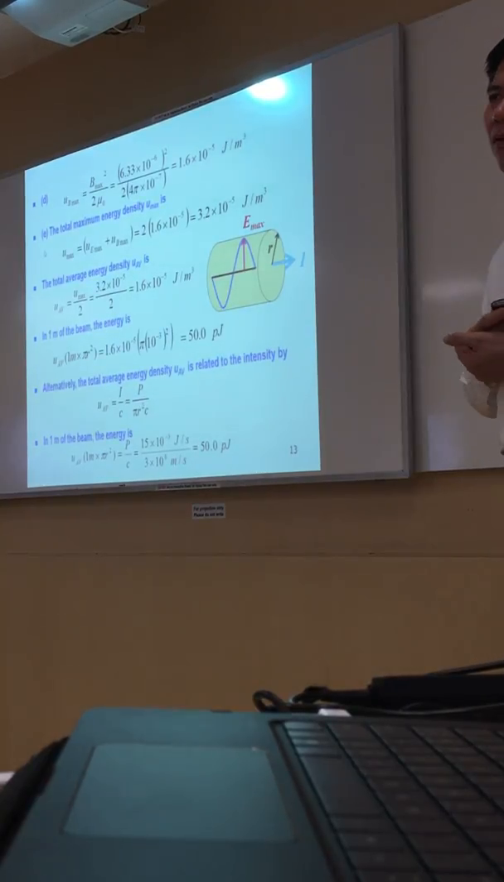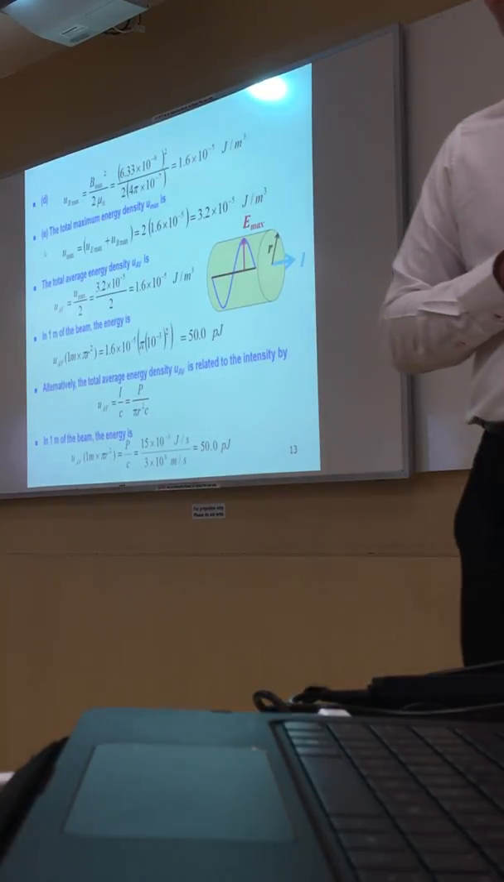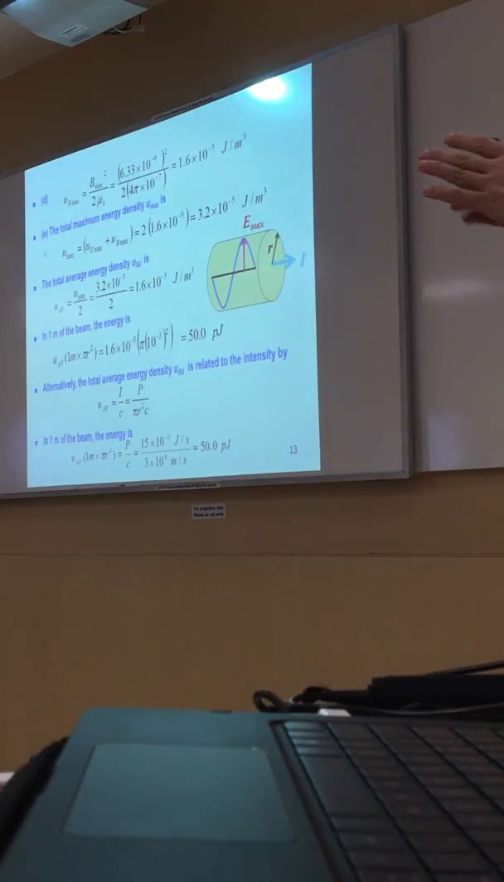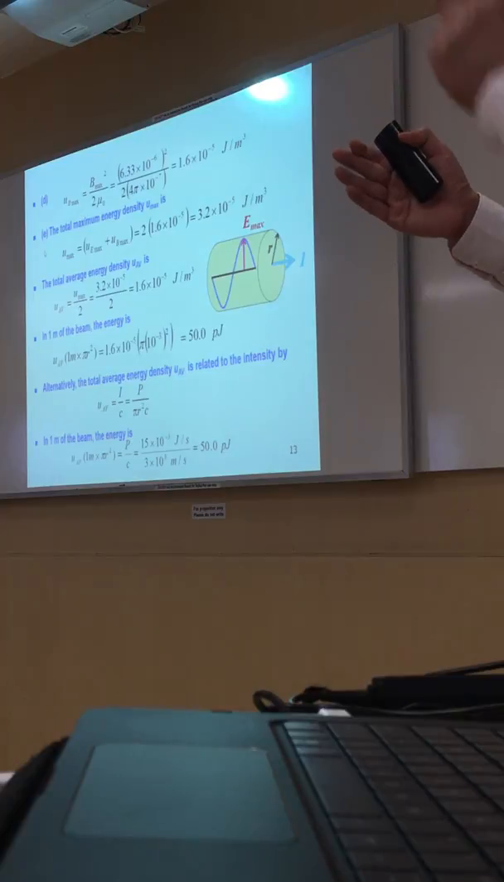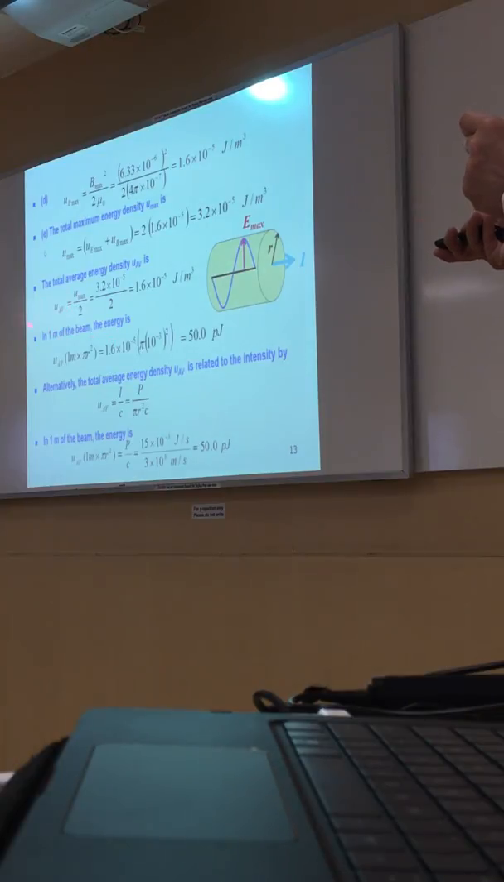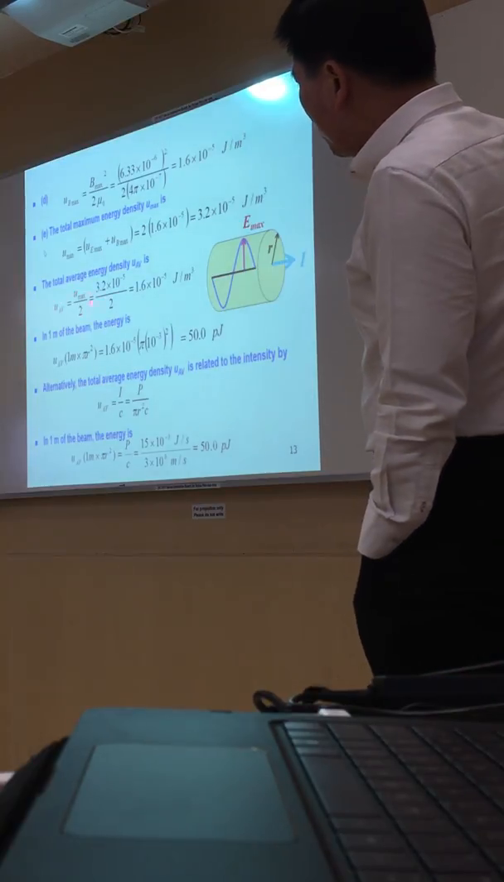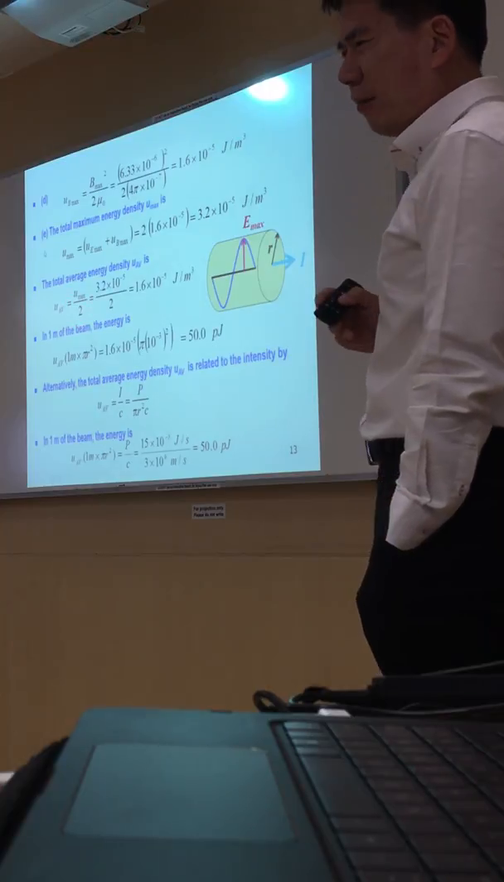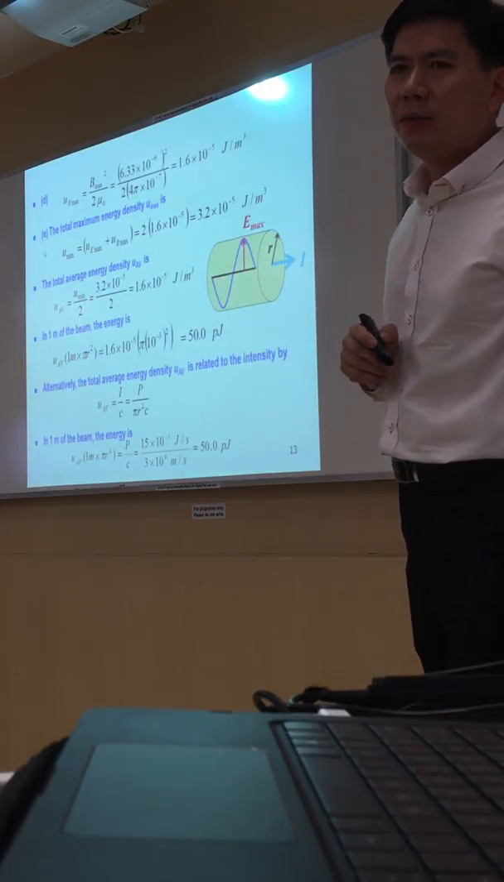And next, you're asked to find what is the average energy density. If you recall, the maximum value is not the quantity that we really measure. The quantity that we really measure when you talk about energy per unit volume is the average. So we want to find what is the U average. The energy density average is the maximum value divided by 2. Can you remember this? Okay, so you take this divided by 2. Now, can you recall how this relationship comes about? The average and the maximum value.